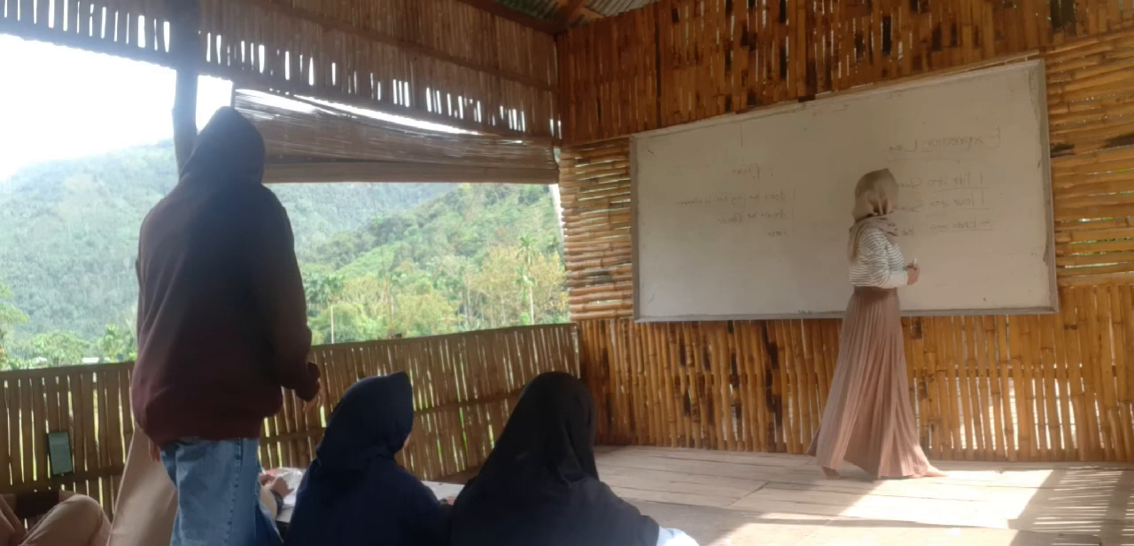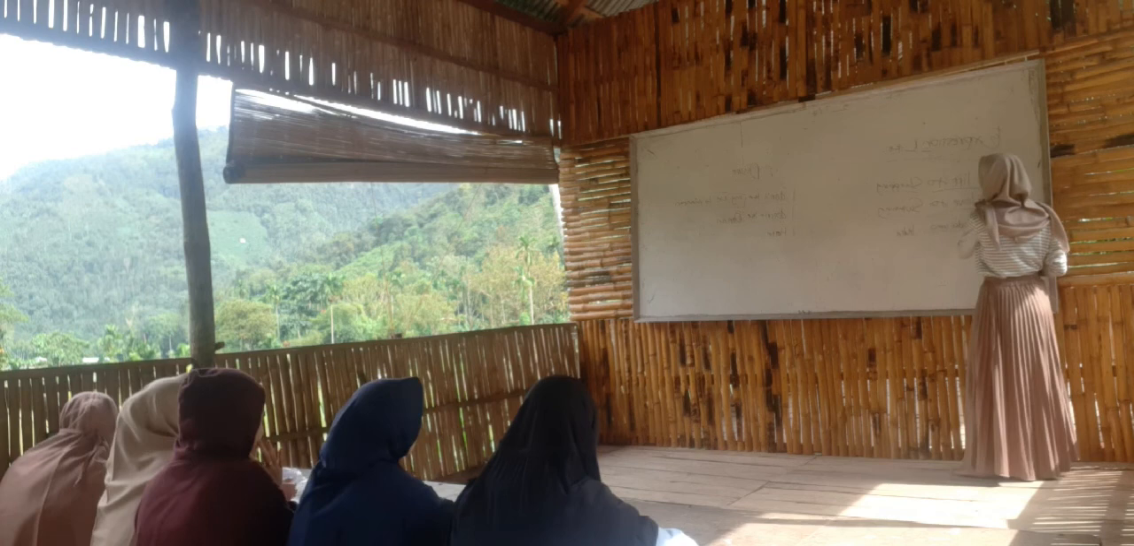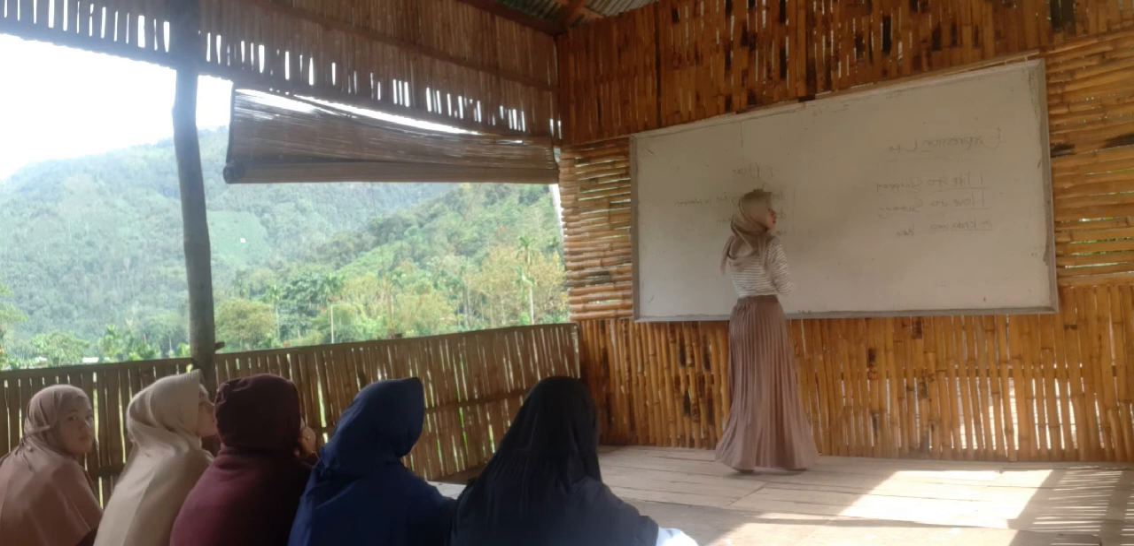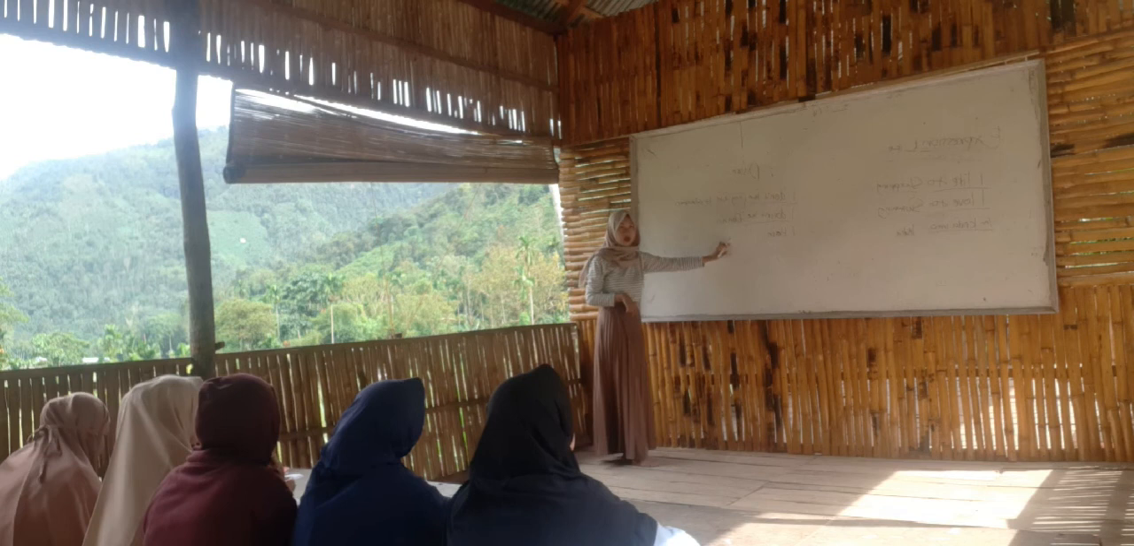So for today's material, we will discuss expressions, for example, like and dislike. For expressions of like, you can use I like to, I love to, I'm kinda into. And for expressions of dislike, you can use these sentences: I don't like, I doesn't like, I hate. Maybe you can put your food or your movie. For example, if you don't like horror movies, you can write it down here.